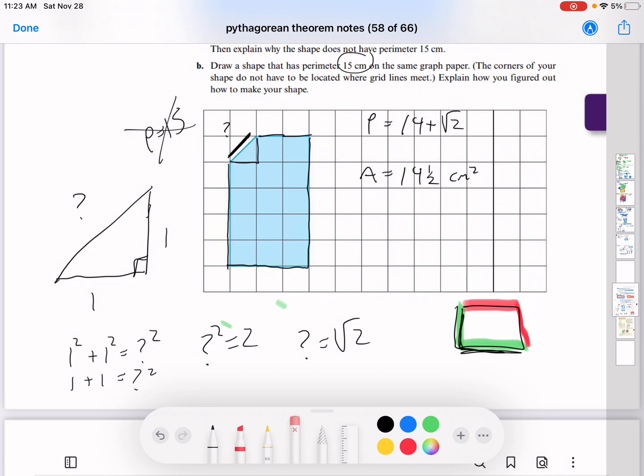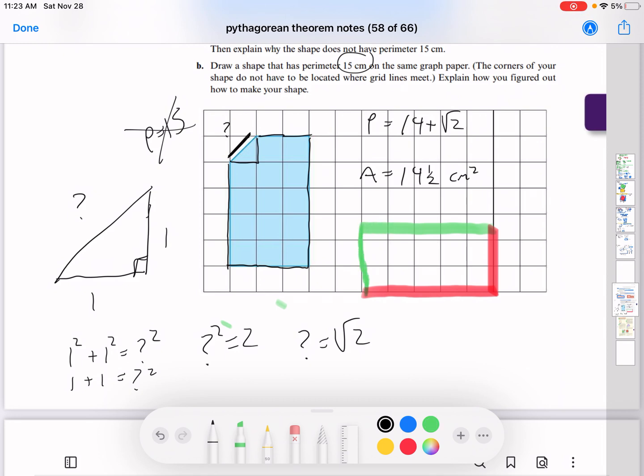So take two numbers that add up to 7.5, like 5, 1, 2, 3, 4, 5, and 2.5, 1, 2.5. And now I have drawn something that should have perimeter of 15, right? This would be 5 centimeters and 2.5 centimeters because it only goes up to the middle, and 5 centimeters and 2.5 centimeters. Shapes don't always need to fall directly on the grid lines.